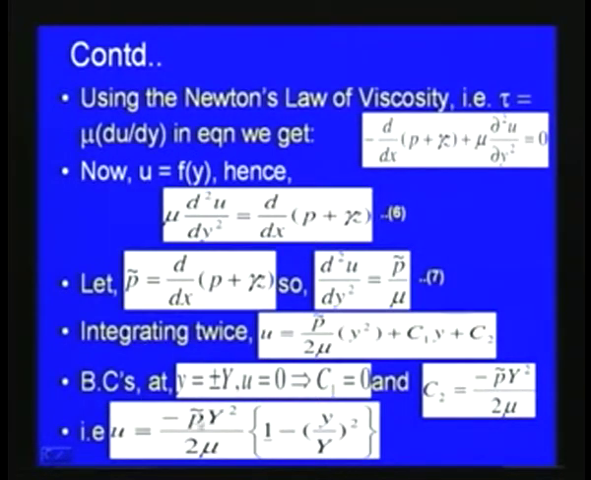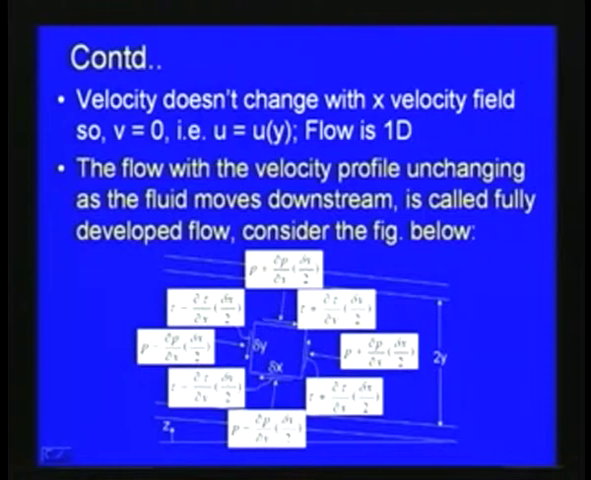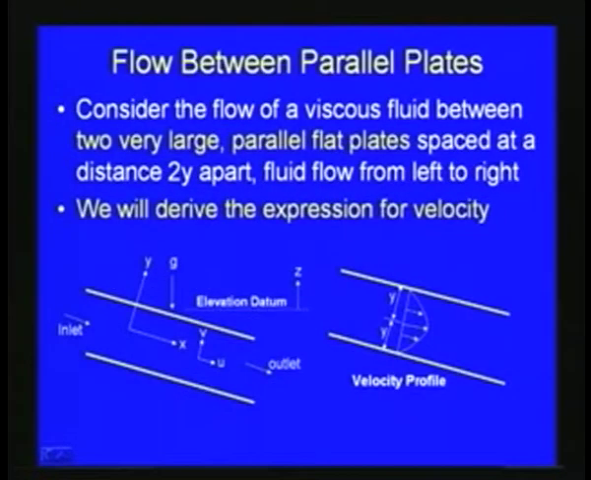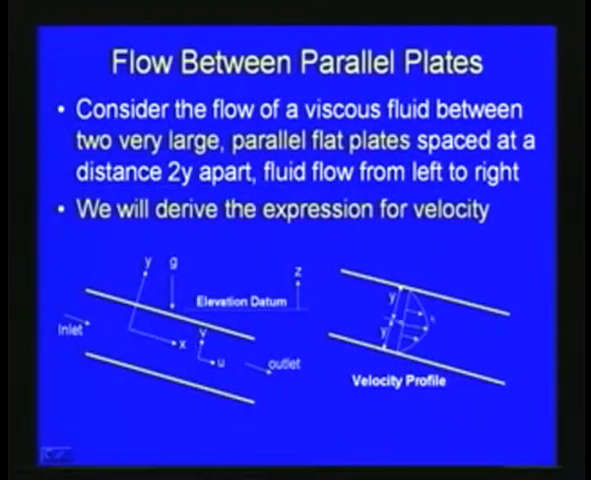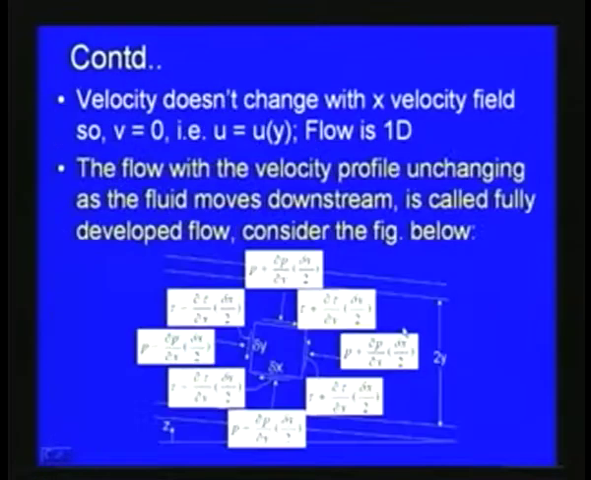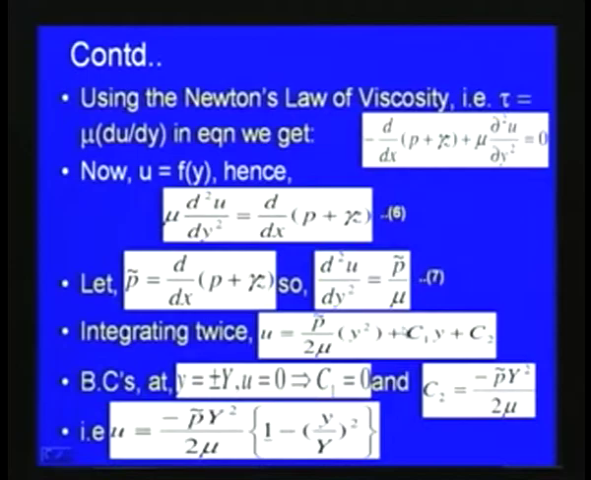So, finally, we get an expression u is equal to minus P tilde y square by 2 mu into 1 minus y by y whole square. With respect to this figure we can see that the velocity variation is parabolic, as we have now derived. We have applied the boundary conditions and used Newton's law of viscosity to get an expression for this velocity variation. So, that is what we did here.